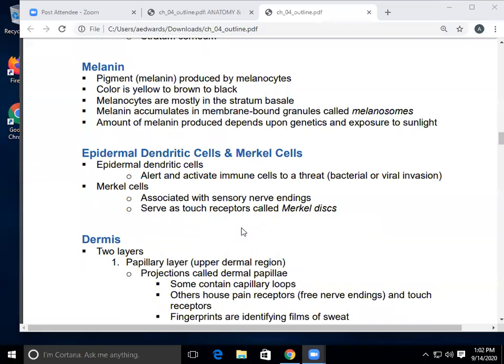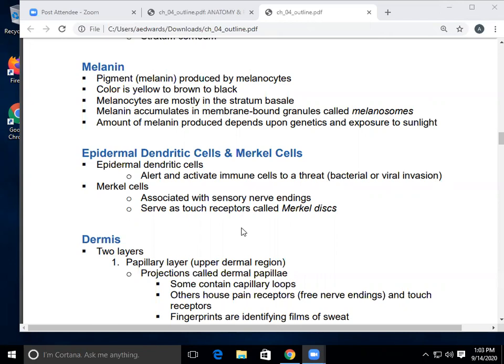All right, melanin. Melanin's a pigment produced by cells that make melanin called melanocytes, right? Cytes mean cells. They have a color spectrum from yellow to brown to black. So where do you find the melanocytes? You're mostly going to see them under a microscope in the stratum basale. And melanin accumulates in granules, so it forms in clumps inside a membrane. We call those melanosomes.